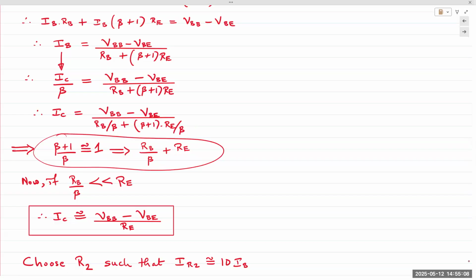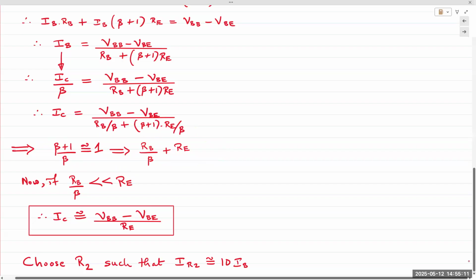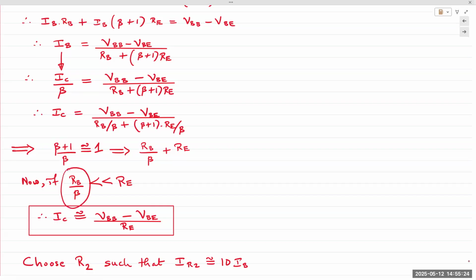Now here's where the design part comes into the picture. This is RB divided by beta plus RE. As a designer, if we want to minimize the effect of beta on the circuit, on the output, we can choose values for RB and RE such that RB divided by beta is far less than the value of RE. Okay, so we design it such that RB divided by beta is far less than RE.